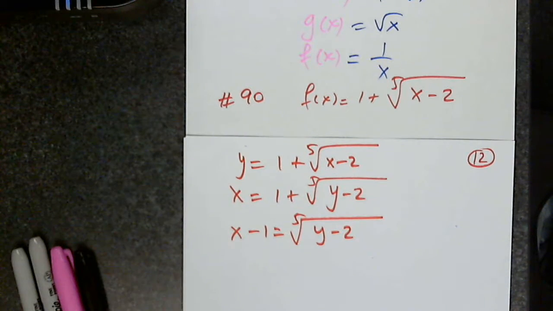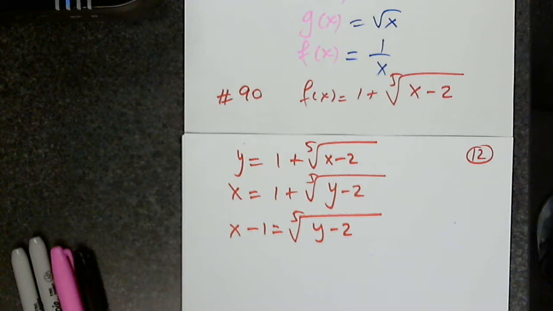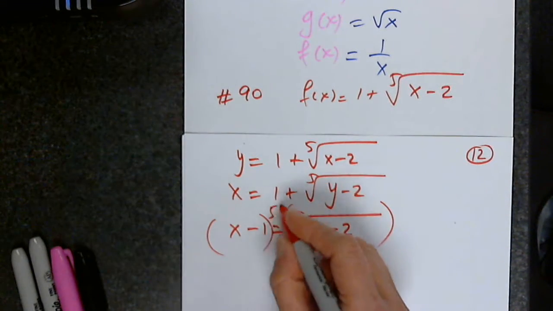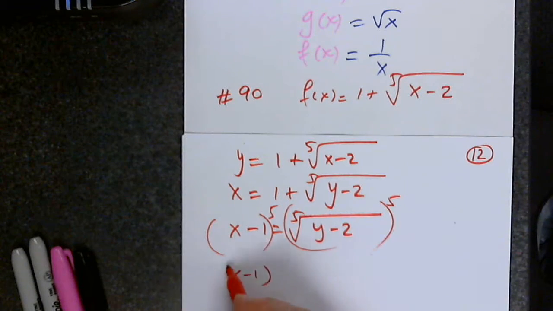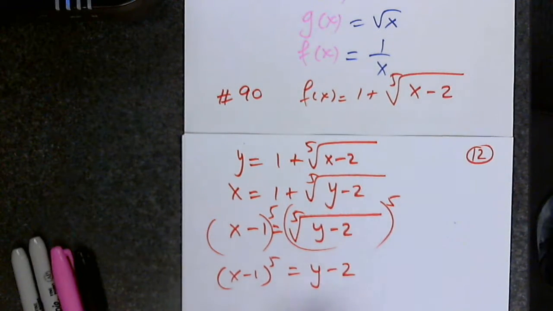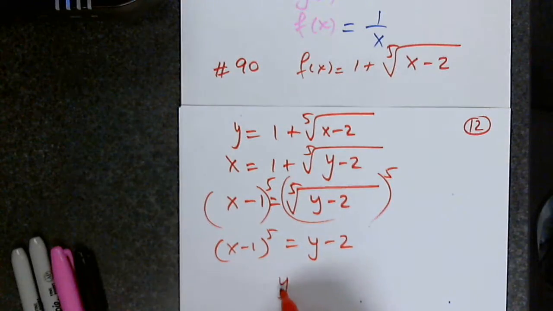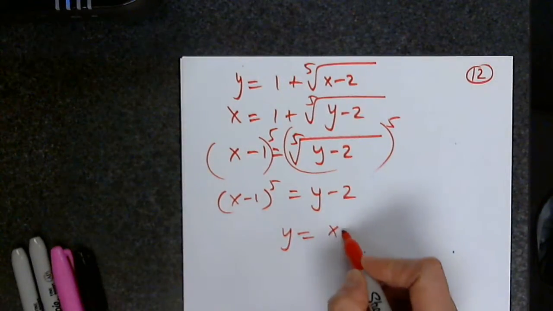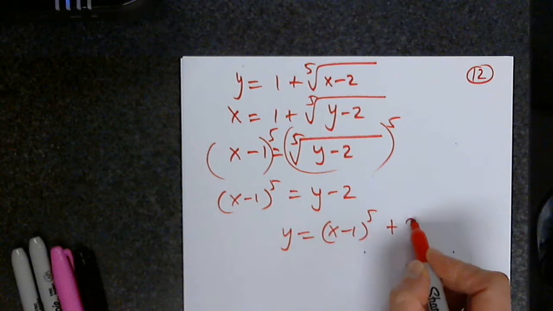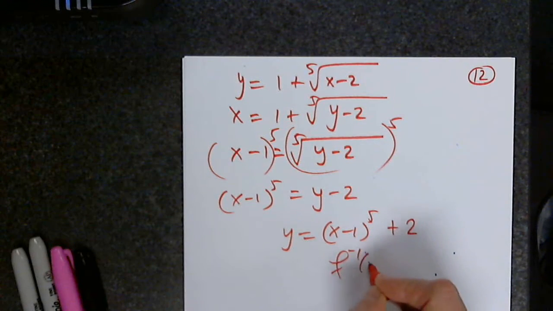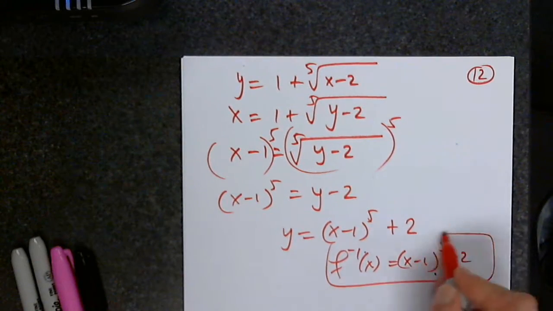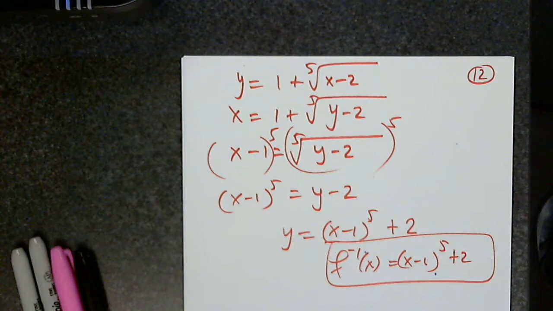And then raise both sides to which power? Fifth power. So then x minus 1 to the fifth equals y minus 2. Final step, y equals x minus 1 to the fifth plus 2. And this is f inverse. Please remember the procedure of finding f inverse.